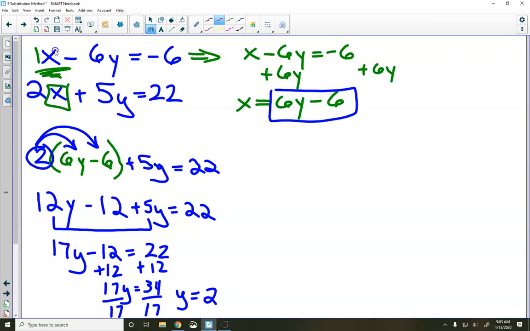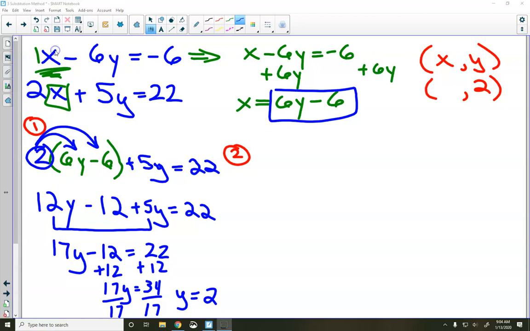So for our answer, we know it's going to be x comma y. And then it's going to be something comma 2. Good so far? Okay. That was the first part of the problem. Second part of the problem, we're now going to pick one of the 2 equations and we're going to substitute in for y and solve for the other variable x. As we debate top or bottom, it honestly doesn't matter. We'll use the top one.